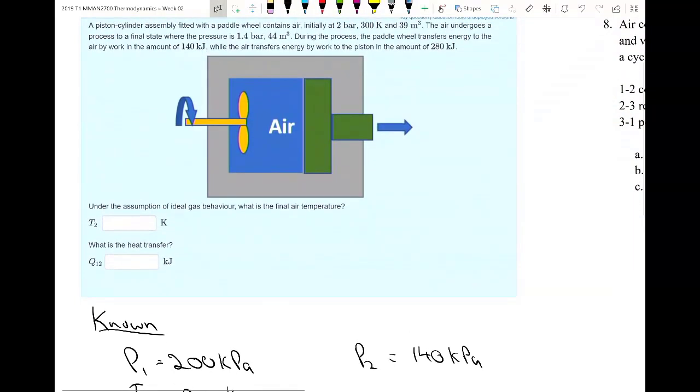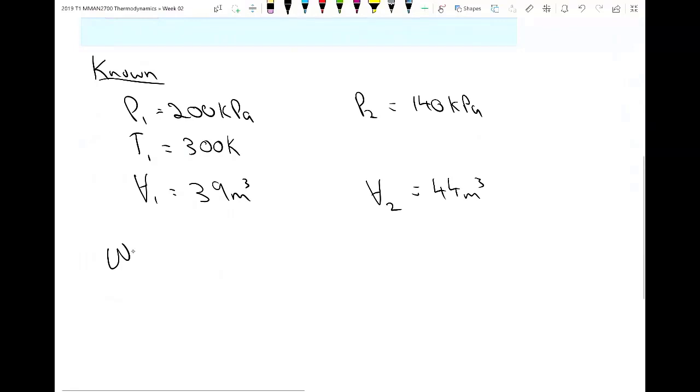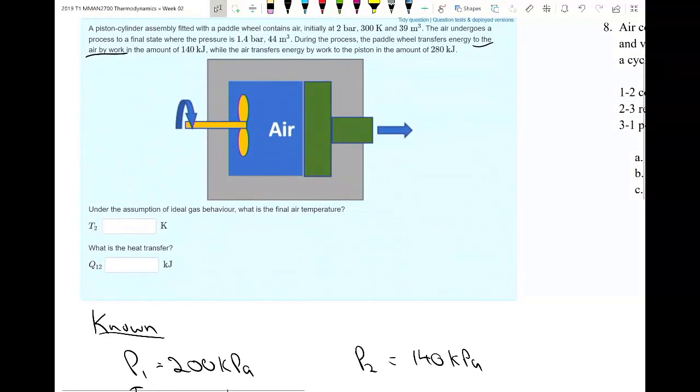During a process, a paddle wheel transfers energy to the air by work. So the air is so labeled on the inside, and here's a paddle wheel. So something's turning this, maybe a motor, maybe a hand crank. 140 kilojoules feels like a motor would be better. Transfers to the air by work, 140 kilojoules. So work from the paddle wheel is 140 kilojoules. Now, is that a positive or negative 140 kilojoules?